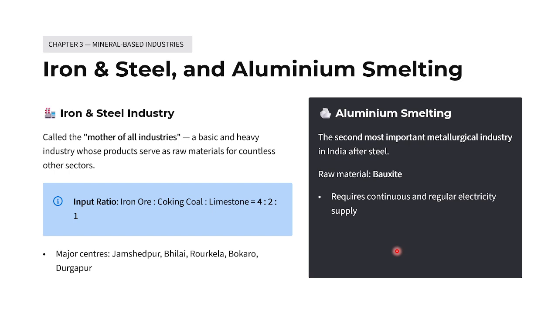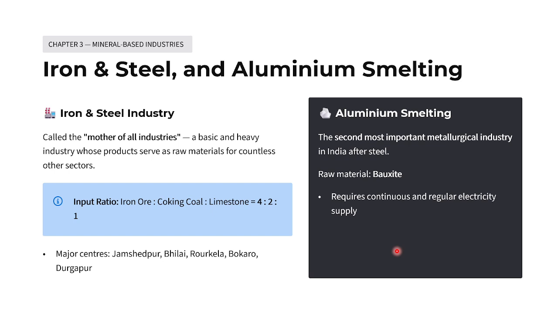Then we'll discuss iron and steel and aluminium smelting. This we already discussed about the agro-based industry. Then it is the mineral-based industry. The iron and steel industry is called the mother of all industries. This is an important point of view. The iron and steel industry is called the mother of all industry, a basic and heavy industry whose products serve as a raw material for countless other industries.